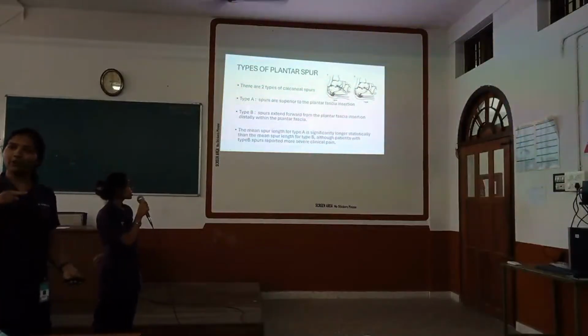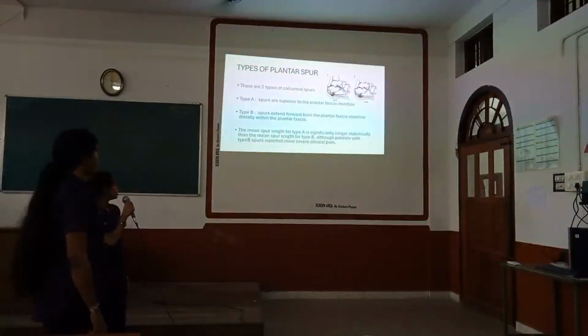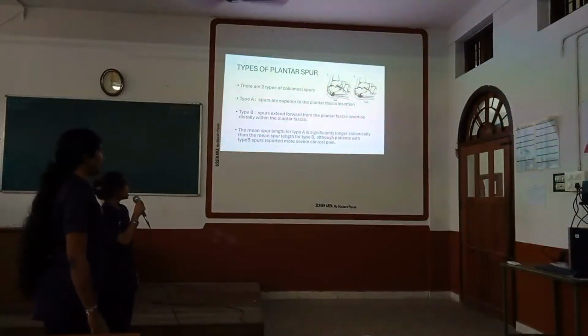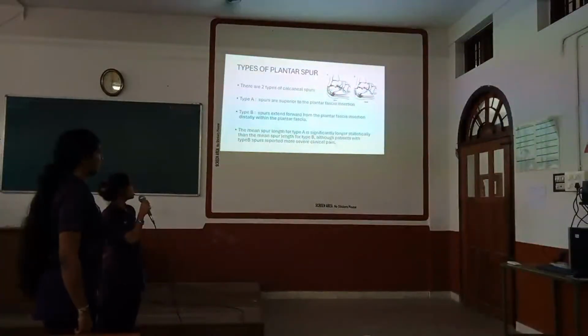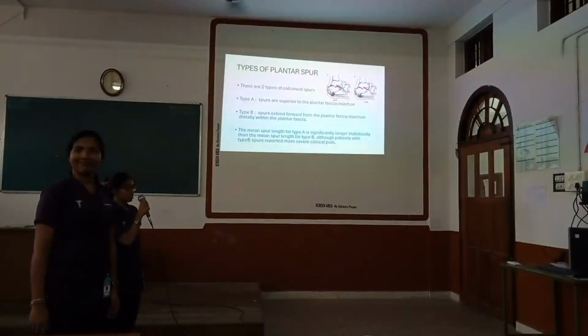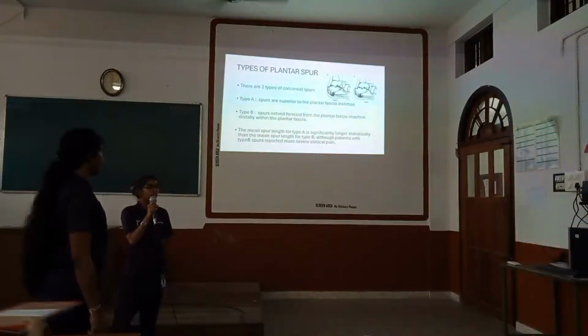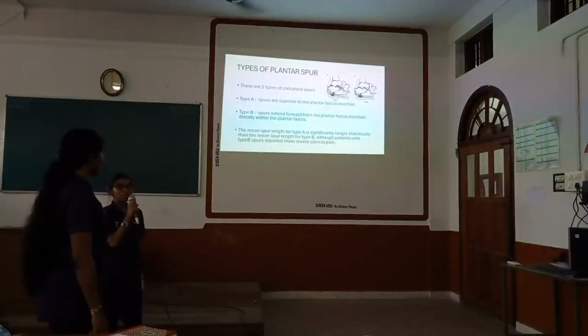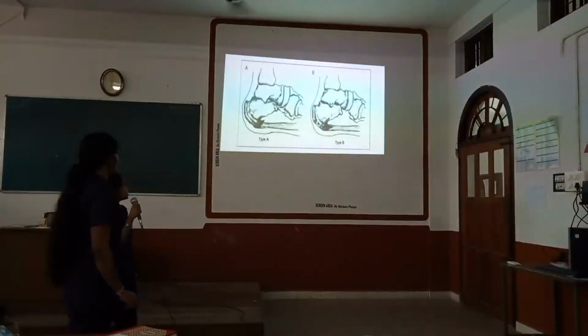Types of plantar spur. There are two types of plantar spur also, type A and type B. Type A spurs are superior to the plantar fascia insertion. In type B, the spur extends forward from the plantar fascia insertion distally within the plantar fascia. Type A is longer than type B, but type B is more painful. This figure shows type A and type B.